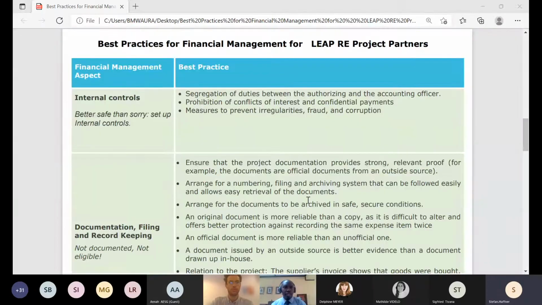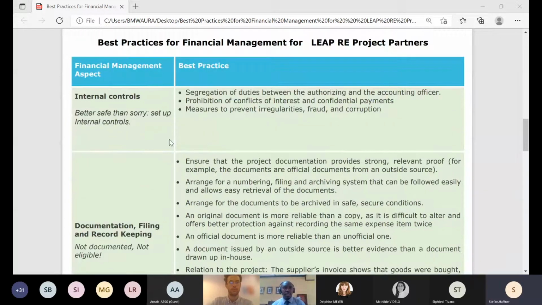So maybe I can share. I had prepared a write-up for the same. This is the write-up I had prepared for it. So I have already spoken on the internal controls. I will be very fast because of time.